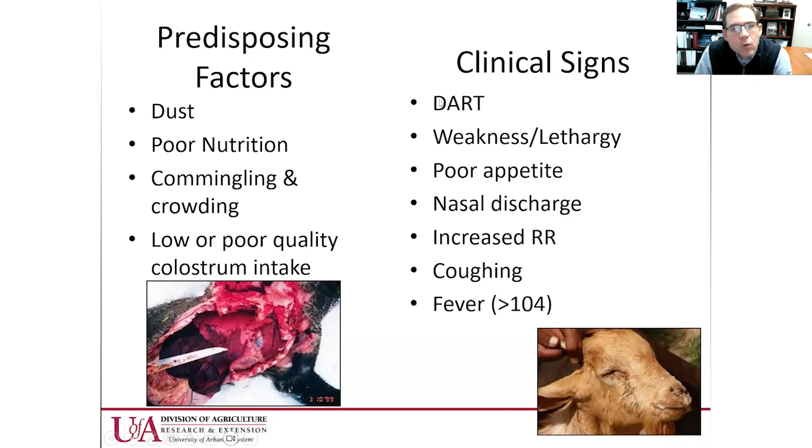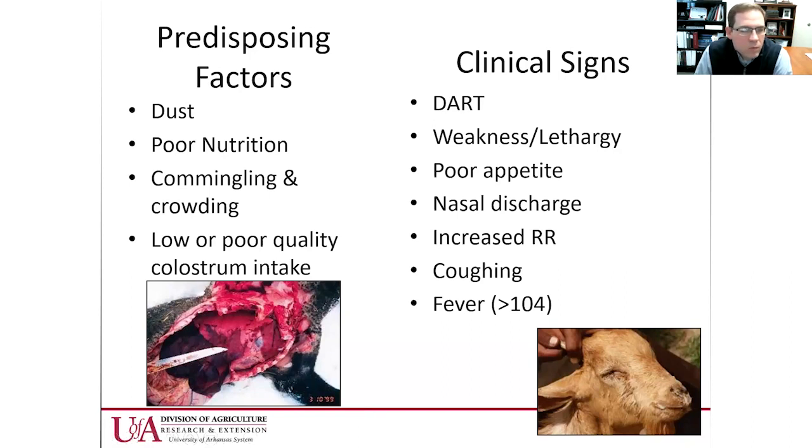Some clinical signs that we might see with this disease: one acronym that a pharmaceutical company had out many years ago was DART, that helps us remember clinical symptoms for respiratory disease. The D is for depression, so that would be physical depression like we see with weakness or lethargy. The A was for appetite, so they have a poor appetite, don't seem to want to eat very well. R is the respiratory symptoms that we might see, so nasal discharge, increased respiratory rate, coughing, and the T is for temperature, so they'll be running a fever with this type of illness.